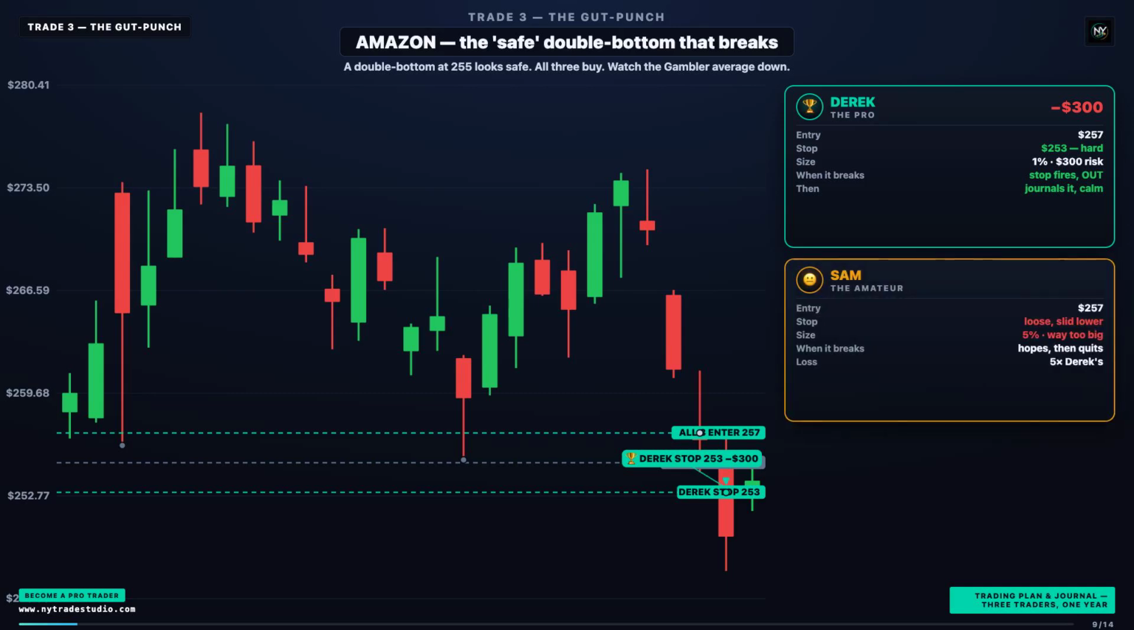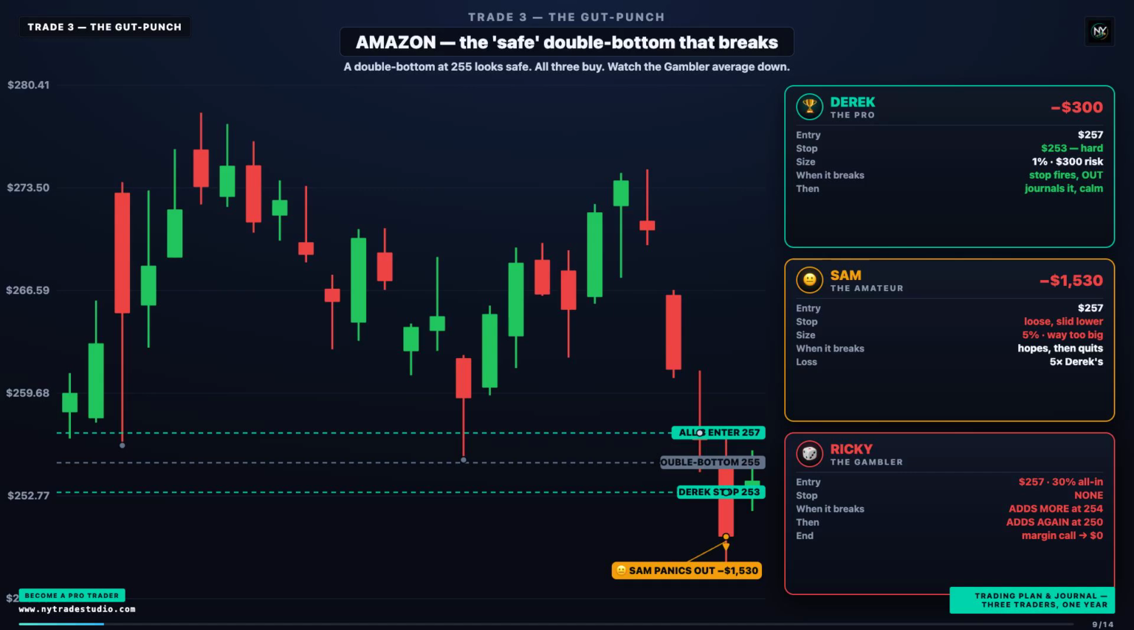Sam sized at 5%, far too big. With a loose stop he kept sliding lower and lower, just hoping. By the time he finally panics out on June 3rd down near 250, he is down $1,500, 5 times Derek's loss on the exact same trade. Fear got him out of the winner too early last time, and kept him in the loser too long this time. And now Ricky, the gambler, and this is the crux of the entire video, so watch exactly how an account dies.